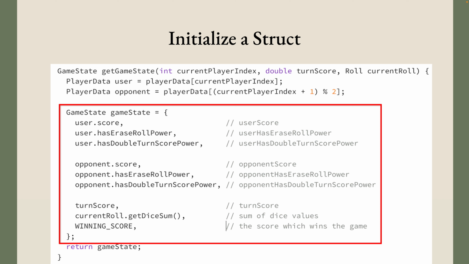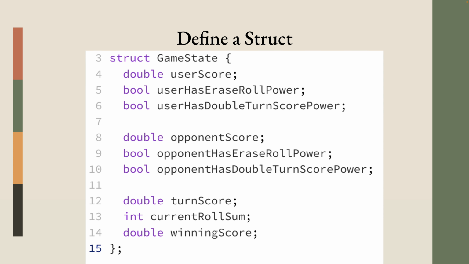Any questions here? Yeah. So if we were to call current roll dot get dice sum, we would have to put game state dot current roll dot get dice sum, or how would that work? No, these are the actual variable names. So you would just have to say game state dot current roll sum right here. Yeah. Good question. Other questions?